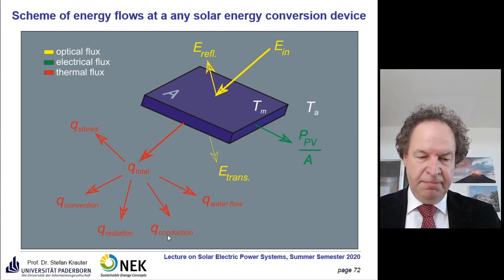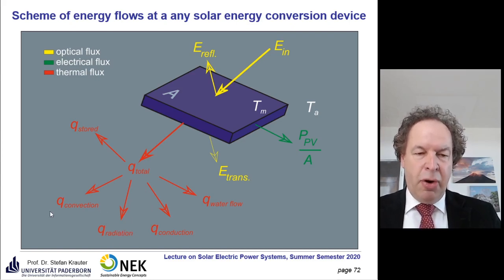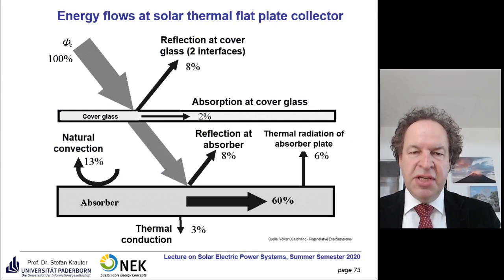So conduction due to the imperfect damping. You have radiation, that is thermal radiation with the surface temperature of the collector, or convection, as I just mentioned. Here you see the typical loss mechanisms in a solar thermal flat plate collector, so without concentration.